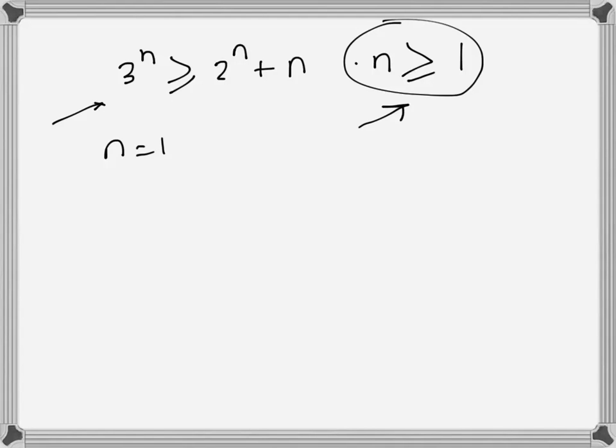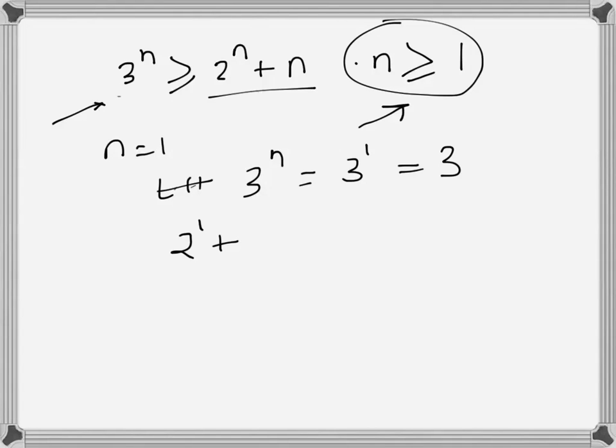When n is equal to 1, the left hand side, 3 to the power n, becomes 3 to the power 1, which is equal to 3. And the right hand side is 2 to the power 1 plus 1, which is 3. So that satisfies our relation. It's equal, not greater than, but equal to, and that's fine.